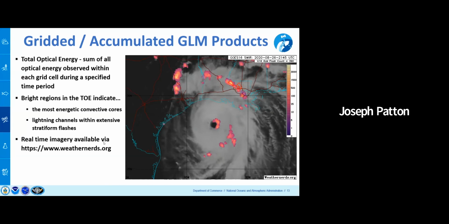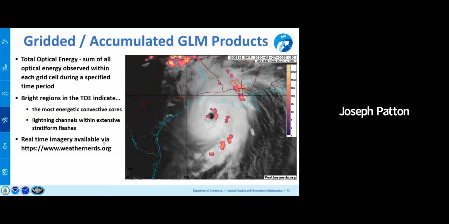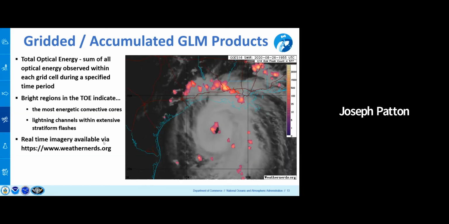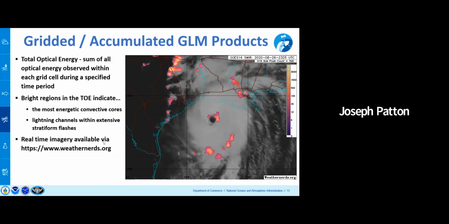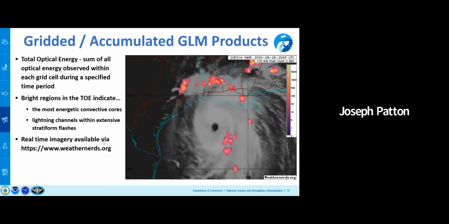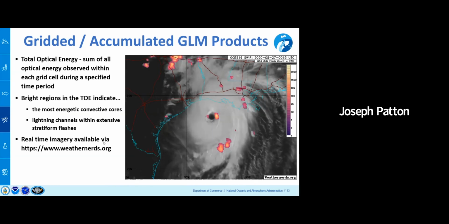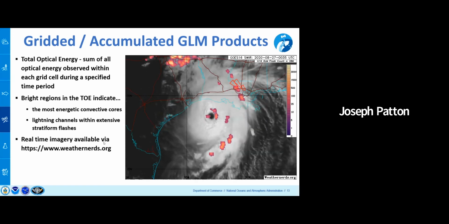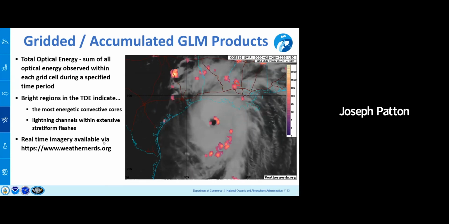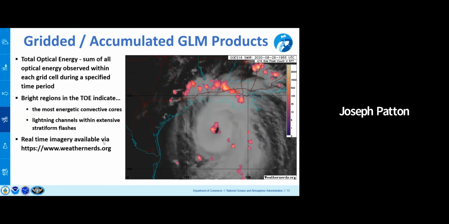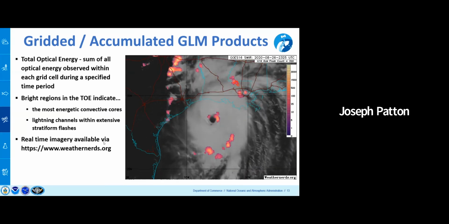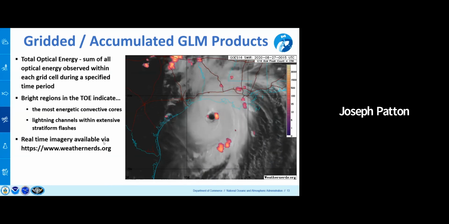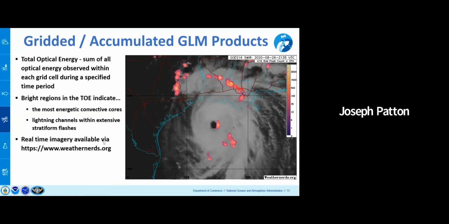So bright regions in the TOE indicate the most energetic convective cores. And they may sometimes be co-located with severe weather. Also, bright regions in the TOE indicate lightning channels within extensive stratiform flashes. So you may often see bright regions of TOE stick out in those stratiform regions that we saw with the MFA product. So even though those flashes may be large and only have one or two flashes, they also typically end up being very bright, which we can see with TOE.